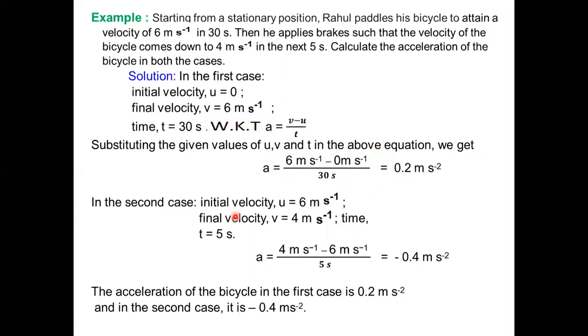In the second case, initial velocity u is 6 meters per second and final velocity v is 4 meters per second and time t equals 5 seconds. Again a, acceleration, equals final velocity 4 meters per second minus initial velocity 6 meters per second by time 5 seconds, equals 4 minus 6, minus 2 by 5. When you divide you will get minus 0.4 meters per second squared. The acceleration of the bicycle in the first case is 0.2 meters per second squared and in the second case it is minus 0.4 meters per second squared.